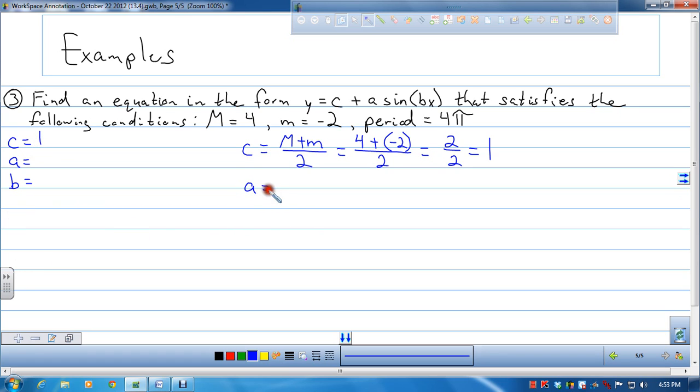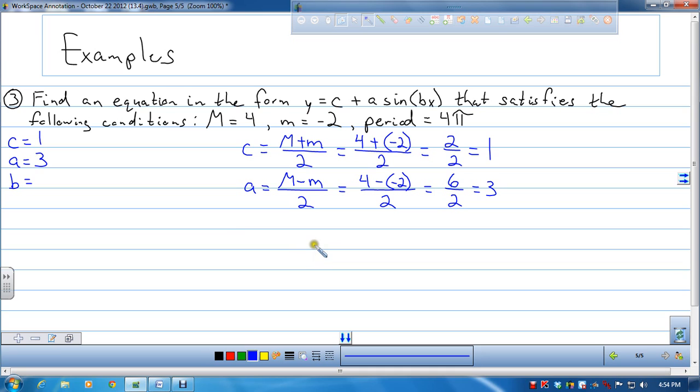A is equal to the maximum minus the minimum divided by 2. Well, that's 4 minus a -2, so you've got to be real careful here when you're substituting in. Remember, put them in parentheses. Take your time. 4 minus a -2 is 4 plus 2, which is 6 over 2, which equals 3. So my A is 3.